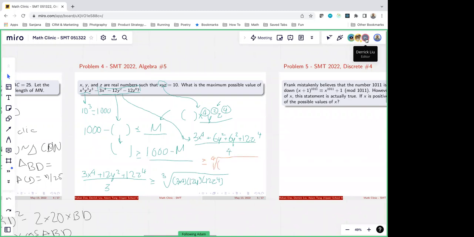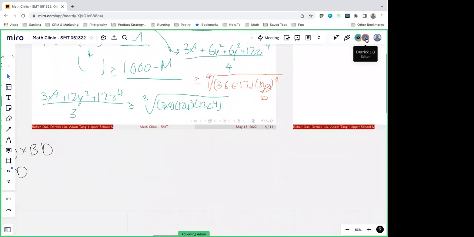So 3 times 6 times 6 times 12. And then you see that it's x to the 4, y to the 4, z to the 4, which I'll just write as xyz to the 4. And this is great because now we know xyz is simply 10. So now all that remains is to calculate this on the right.